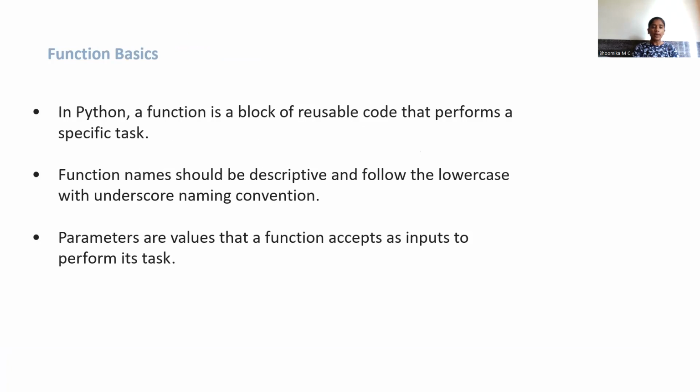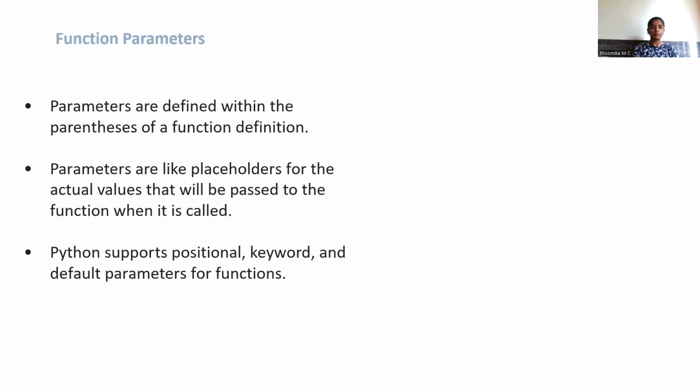Function basics. In Python, a function is a block of reusable code that performs a specific task. Function names should be descriptive and follow the lowercase and underscore naming convention. Parameters are the values that a function accepts as input to perform its task.